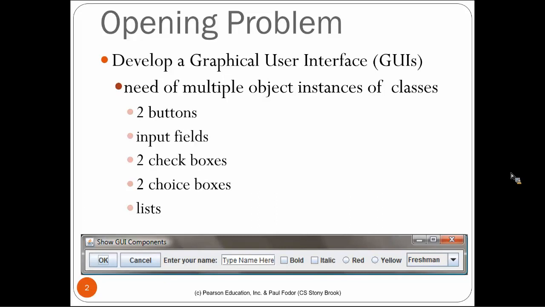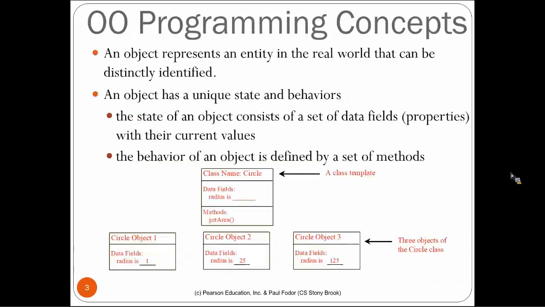Similarly, I would like to create lists and so on. So really the opening problem for object-oriented programming, this new style of programming that we are going to talk about today, was not really databases, but actually graphical user interfaces. So what exactly is an object?